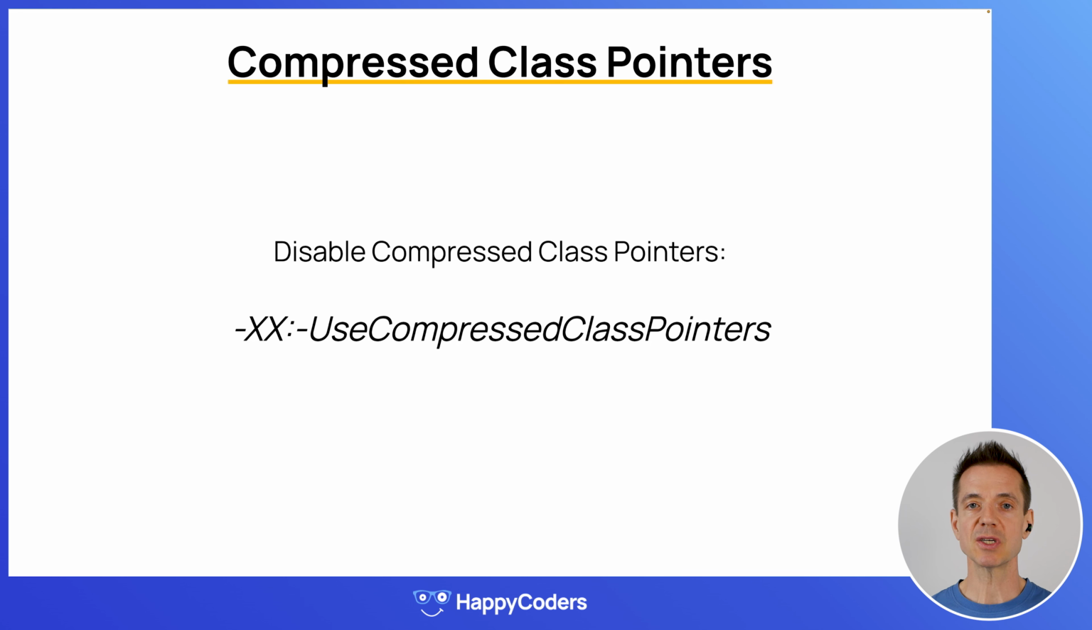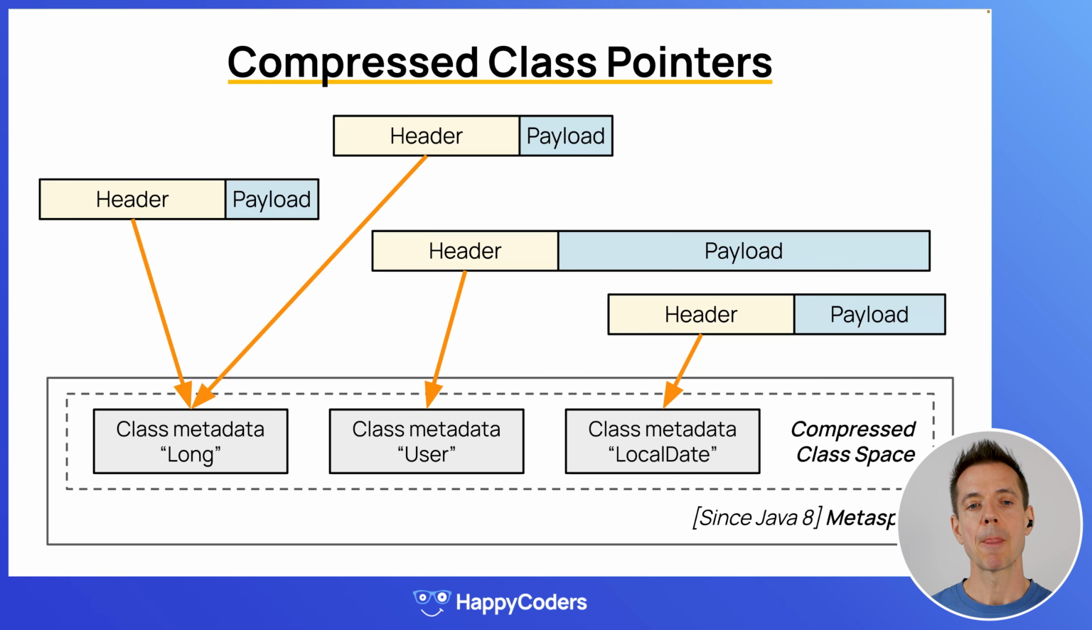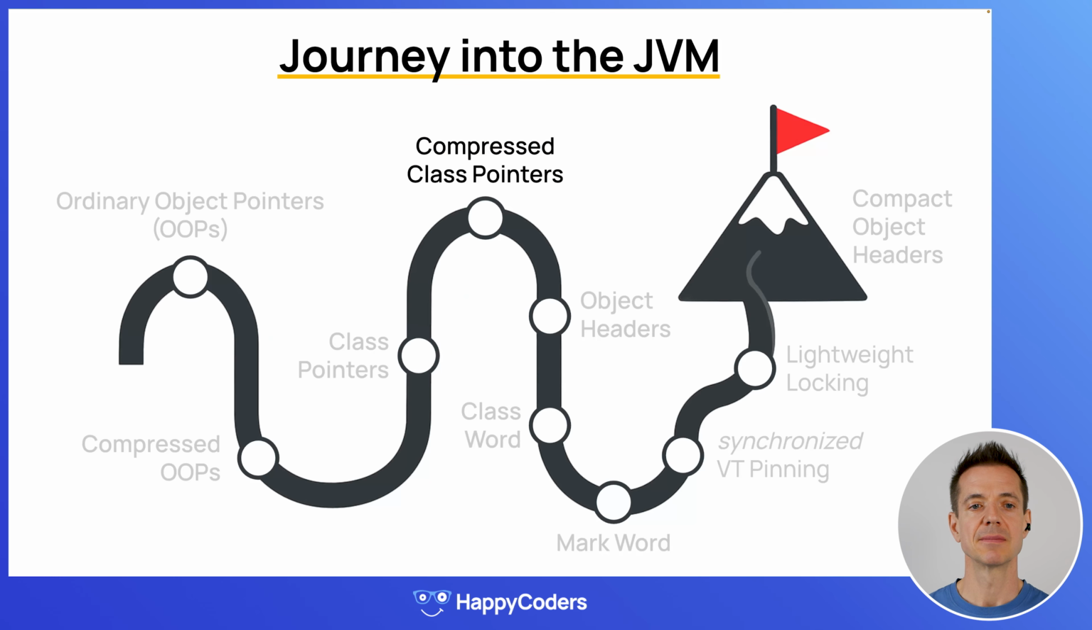Currently, this is still possible with the following VM option: -XX:-UseCompressedClassPointers. But it's practically never used, and that's why this option has been deprecated since Java 25. To summarize, a compressed class pointer is a 32-bit offset into the up to 4 gigabyte compressed class space within metaspace. And that concludes our visit to the compressed class pointers.